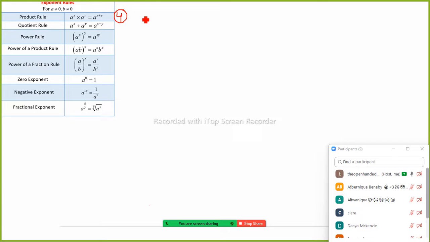So for question number 4, let's say we have 8 to the power of 2, all raised to the 7th power. And we have, say, h over r, all raised to the power of m.